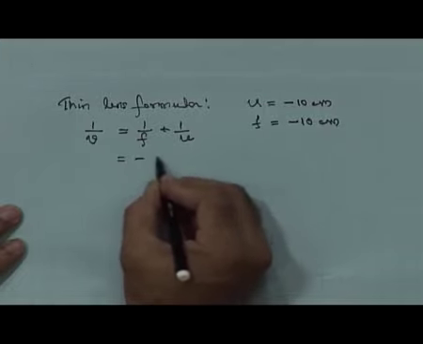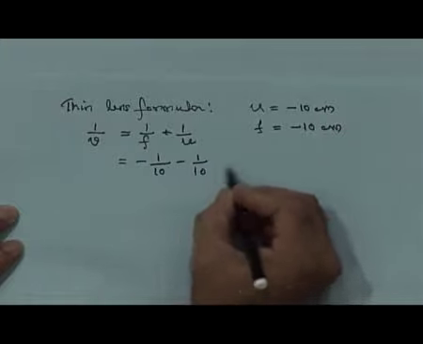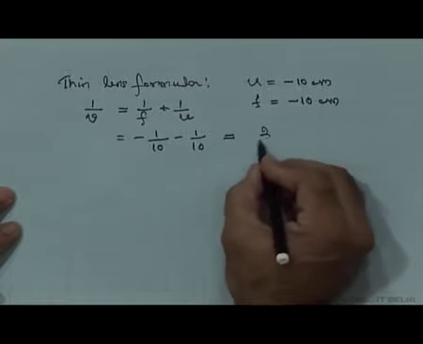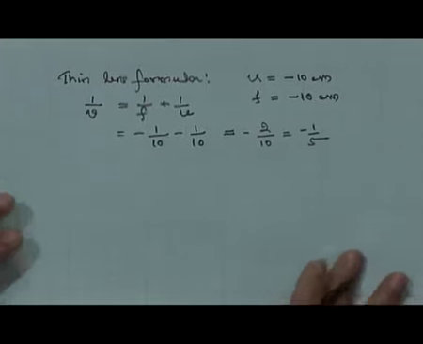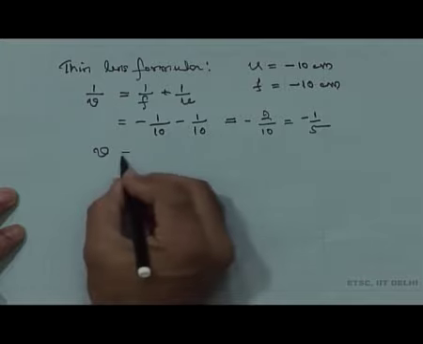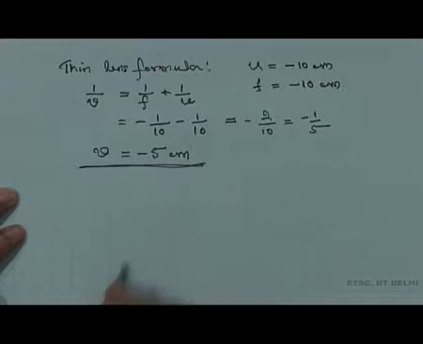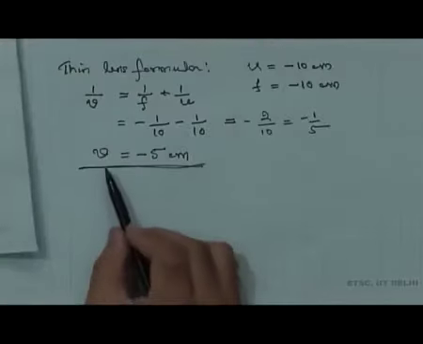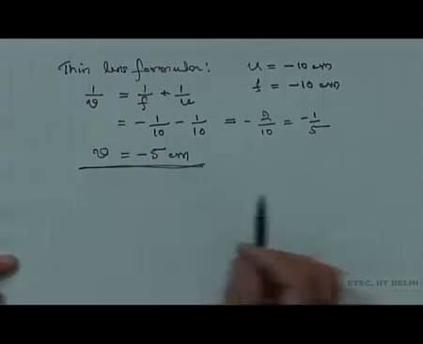Therefore, 1 by V is equal to minus 1 by 10 minus 1 by 10, 10 centimeter each. So, minus is common. So, we have minus 2 by 10, which is equal to minus 1 by 5, or V is equal to minus 5 centimeter. Therefore, immediately, we need to find out the position. The image position is minus 5, which means in front of the lens.